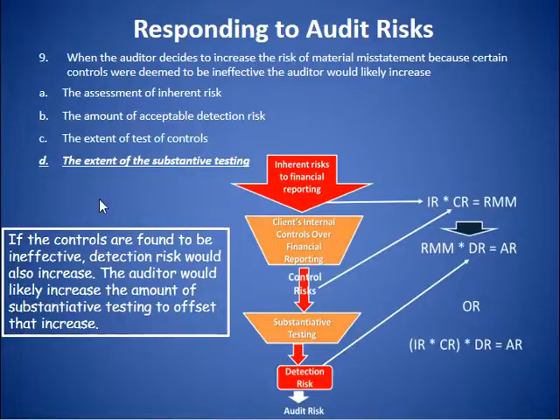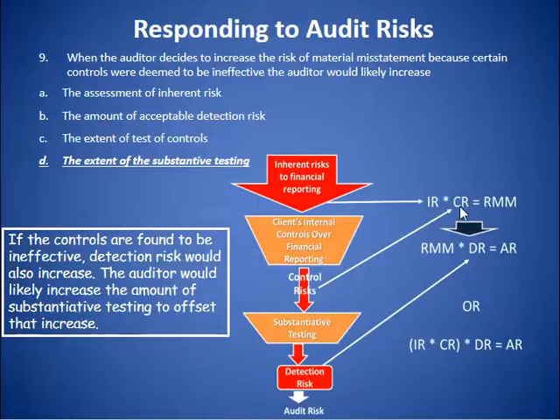Now we take a look at B, the amount of acceptable detection risk. If we take a look at that, the risk of material misstatement is impacted by our detection risk. But we as auditors would most likely want to keep our audit risk at the same level. So we really couldn't increase the amount of acceptable detection risk and maintain the same level of our predefined audit risk.